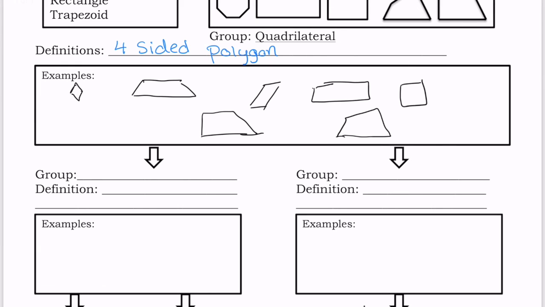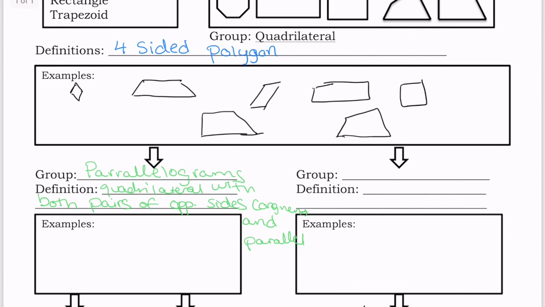We learned about a lot of other different types of quadrilaterals. For example, parallelograms. I'm going to write that right here. That's another group of quadrilaterals. Our definition for a parallelogram is a quadrilateral with both pairs of opposite sides congruent and parallel.